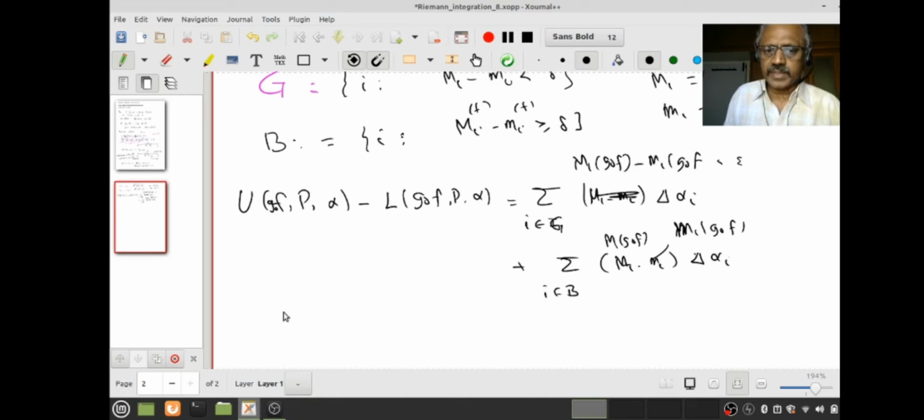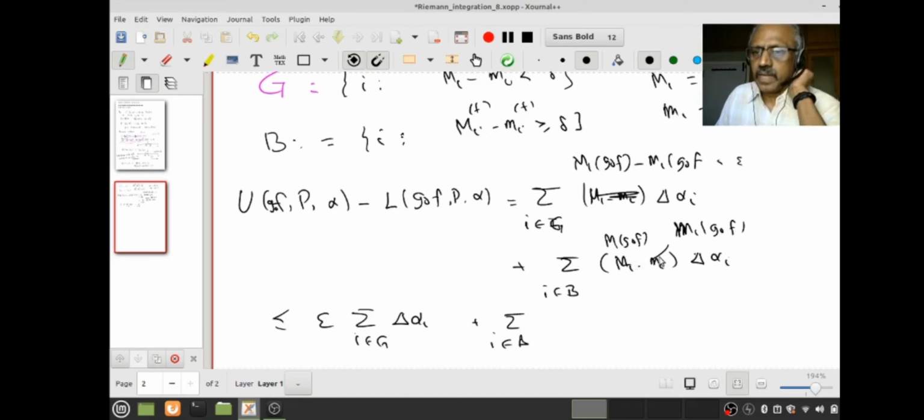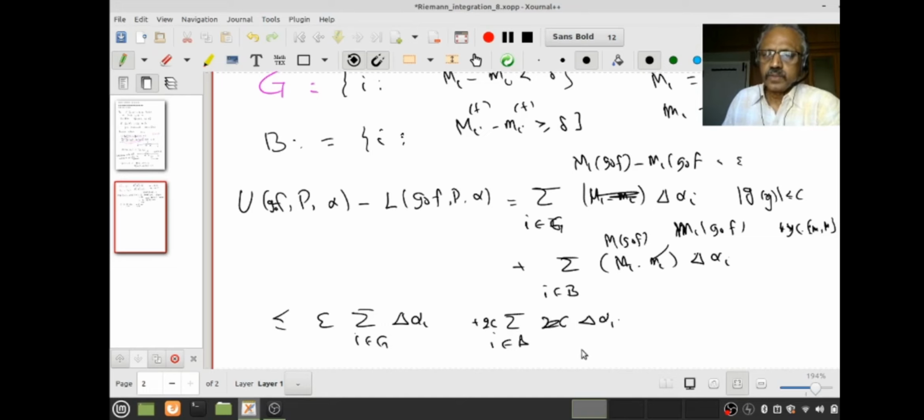Here what kind of estimate do I have? So this will be something to do with epsilon times the summation of delta alpha I running over G, plus this will be the summation over B. But what is the estimate I can have? As usual, let us assume mod G of x is less than or equal to C for all y in little m to capital M. G is a continuous function, therefore it's bounded. Therefore that will be less than or equal to 2C, which can be taken out, times the sum of delta alpha I. So this is some finite quantity times epsilon.